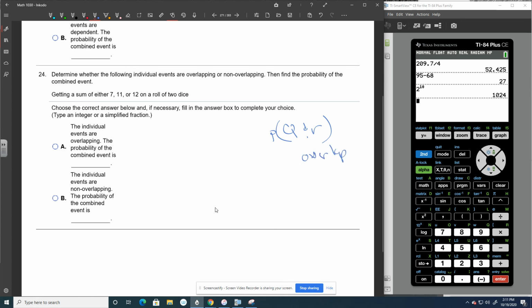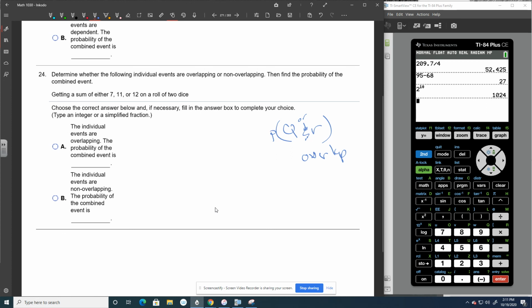Okay, a non-overlap would be like, what are the chances of getting a black card? Or I guess, what are the chances of getting a queen or a 7? Because the queens and the 7s don't overlap. This should be an "or" right here. Because the queens and the 7s don't overlap, that would be non-overlapping, okay? Because there aren't cards that are queens and 7s.